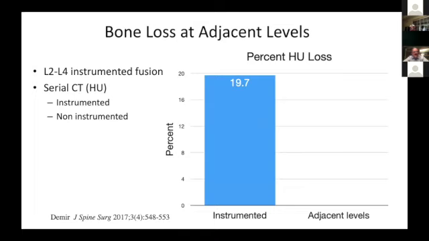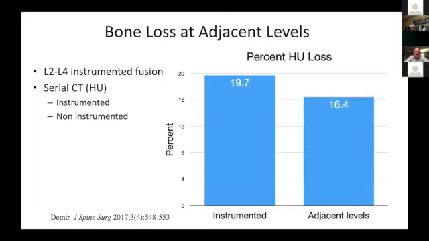This is a study out of Turkey where they did L2 to L4 pedicle screw instrumented fusion, and they did serial CT scans using the Hounsfield units, which gives you an index of bone quality. In the instrumented segment, there was a 19% loss of bone in the L2 to L4 area. But even in the non-instrumented junctional level, this is the level above where the surgery stopped, so this one did not have surgery, there was a 16% loss, almost the same amount of bone loss in the adjacent segment on the spine as there is in the femur after total knee and total hip replacement.